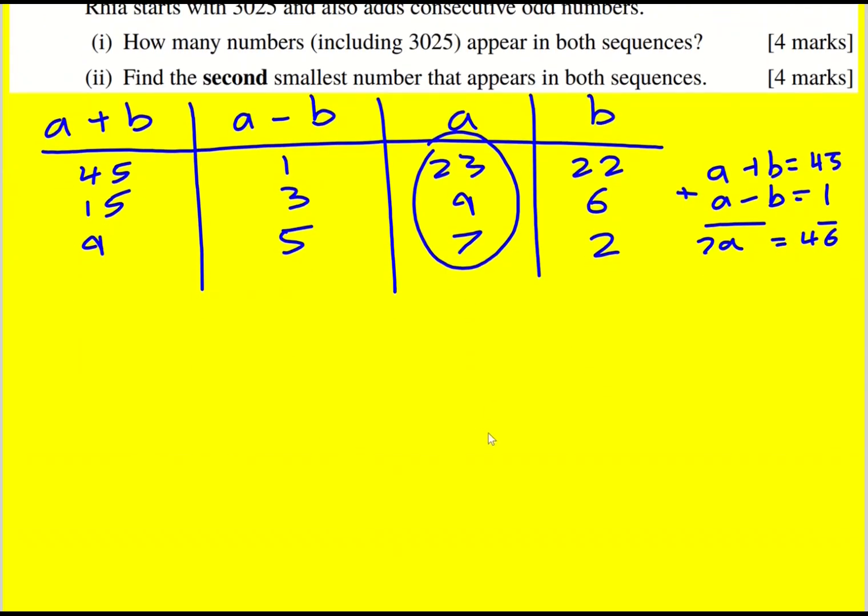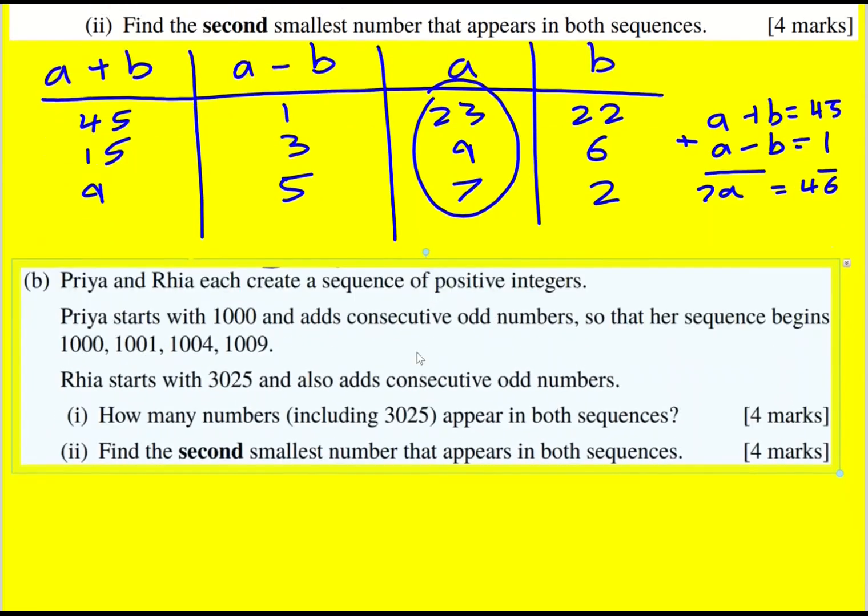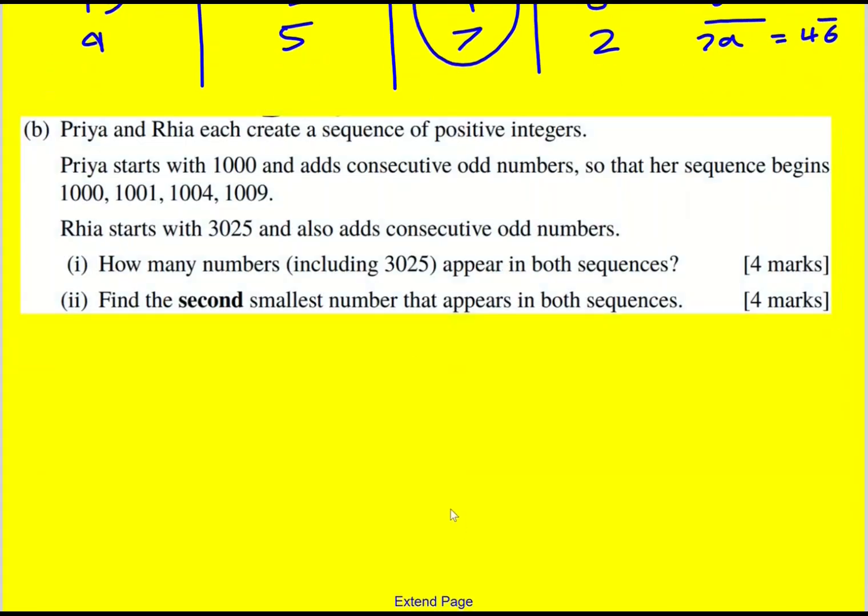Let's take a look at the next part. Priya and Ria each create a sequence of positive integers. Priya starts with 1,000 and adds consecutive odd integers. So 1,000, then adds 1, adds 3, and adds 5.